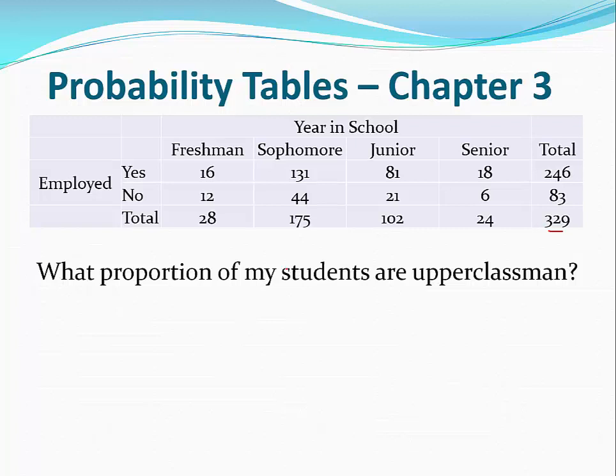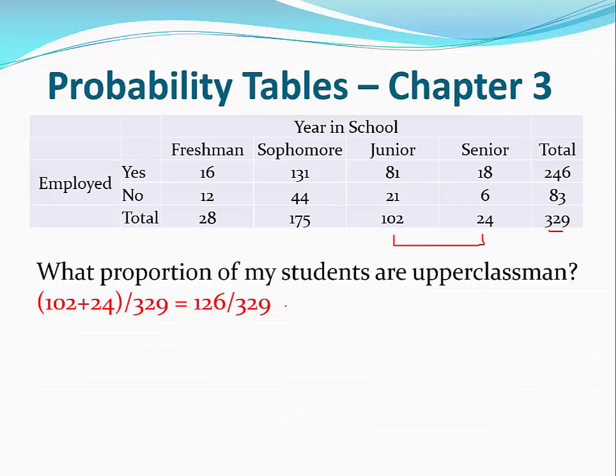But let's talk about it first. What proportion of my students are upperclassmen? And so first thing you have to understand is what an upperclassman is. And typically an upperclassman would be juniors and seniors. And so what I'm asking is how many of my 329 students are upperclassmen? I'm going to say there's 126 out of the 329. 102 that are juniors and the 24 together, that makes up 126 out of 329.